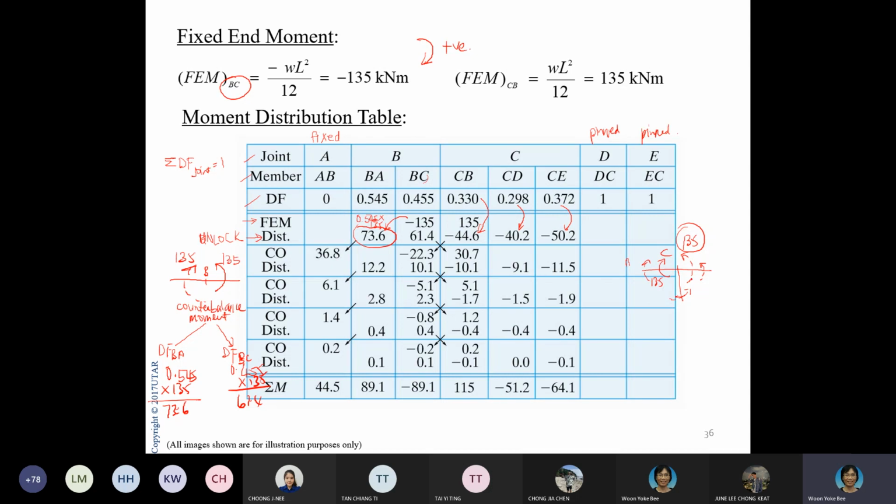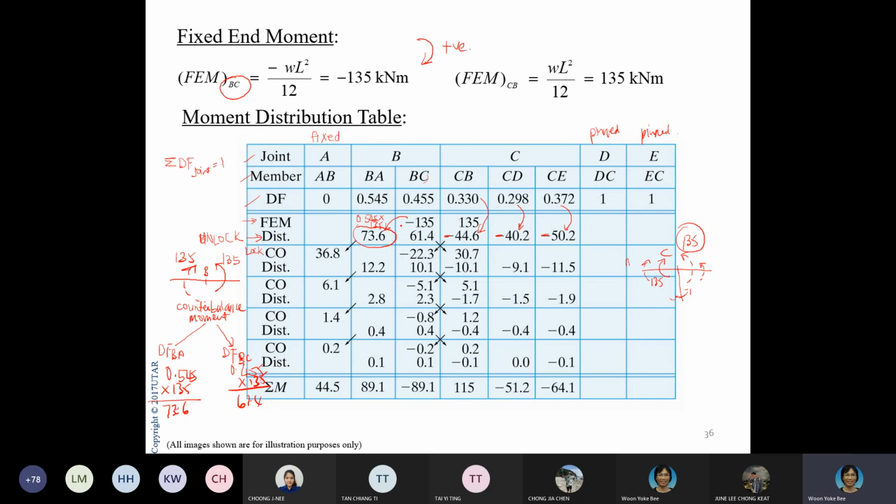And because this is anti-clockwise, that's why all your values here are negative. Okay, after you've done that, you have distributed to all the members. Now you lock it back. Okay, time to close the shop.